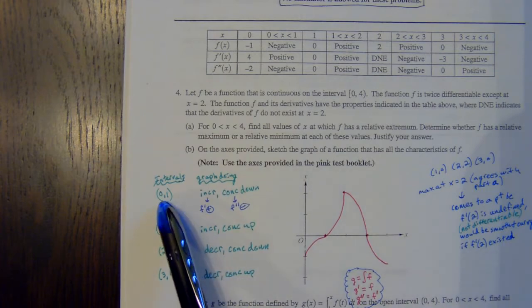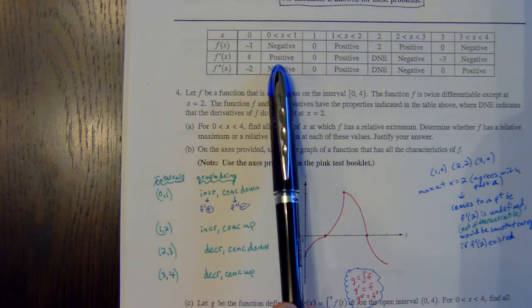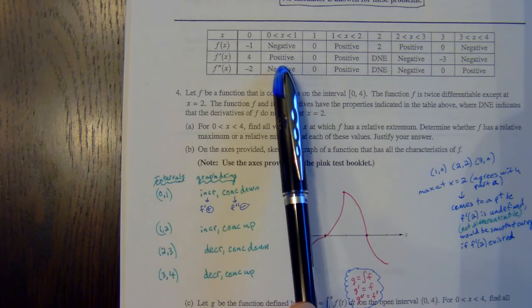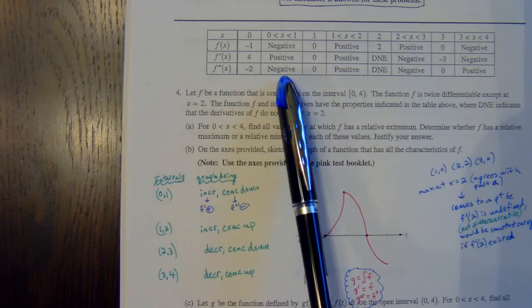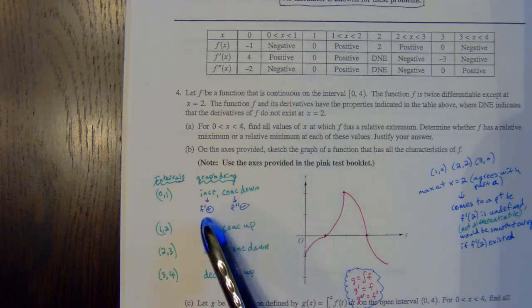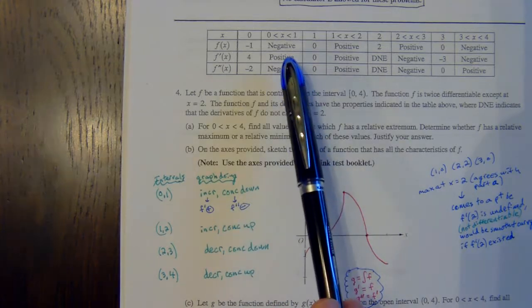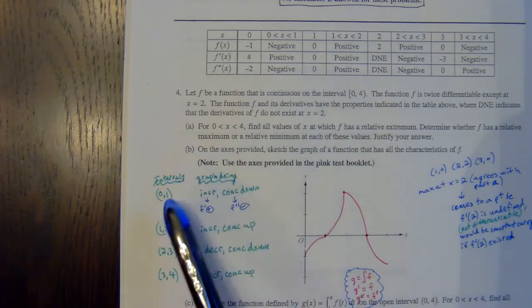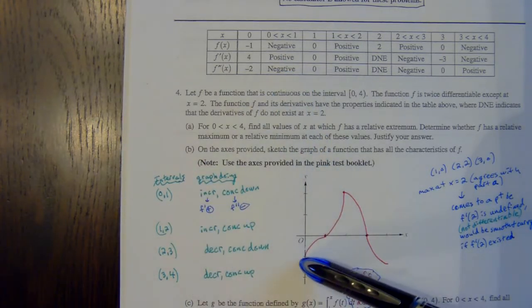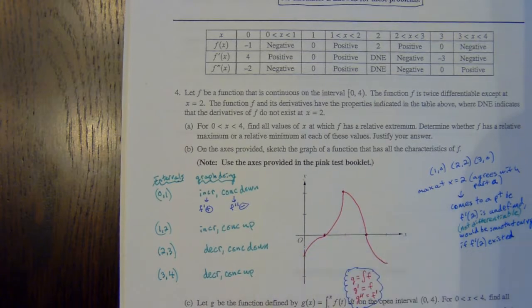So if we look at in between 0 and 1, see how my first derivative is positive? That means that we're increasing. If my second derivative is negative, that means the graph is concave down. So that's what I'm looking for. I'm seeing increasing, concave down. So in between 0 and 1, I drew something that was increasing and concave down.